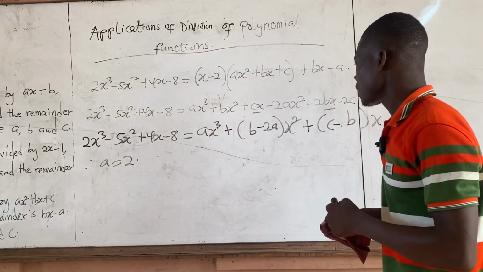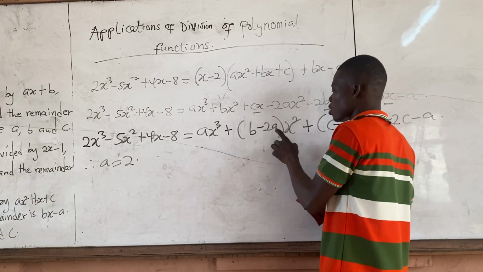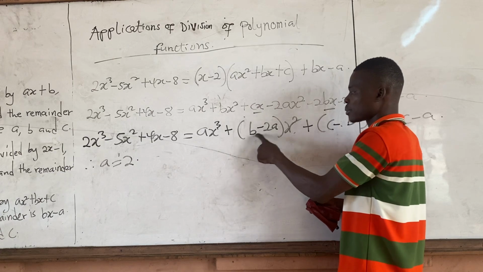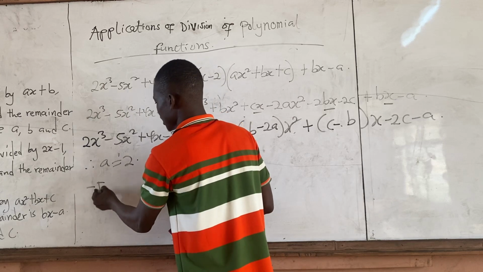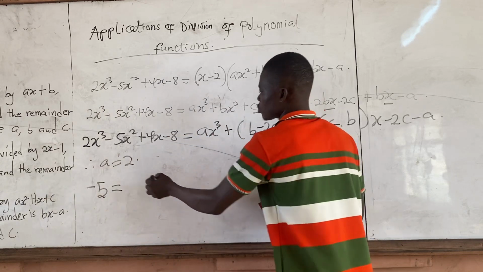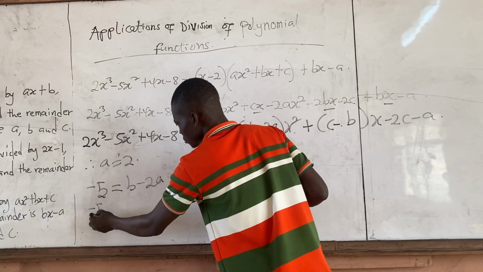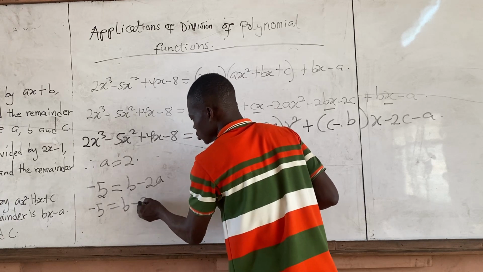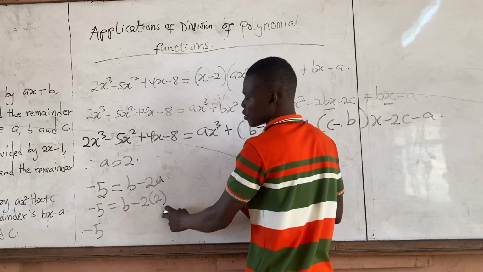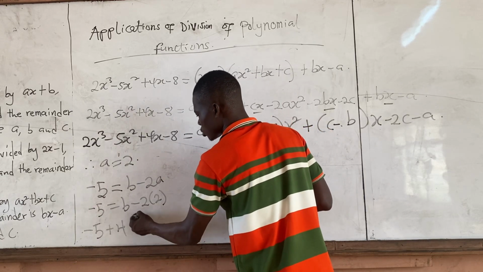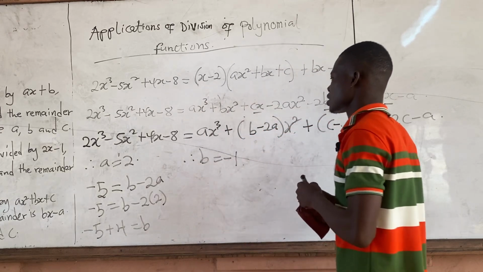Now let's find b. You know that the coefficient of this x squared is b minus 2a. The coefficient of this x squared is minus 5. So since the powers are the same on the same variable, minus 5 is equal to b minus 2a. But a is 2. So minus 5 is equal to b minus 2 times 2. So minus 5, minus 2 times 2 is minus 4. To this side, you have plus 4 equal to b. So therefore, our b is equal to negative 1.